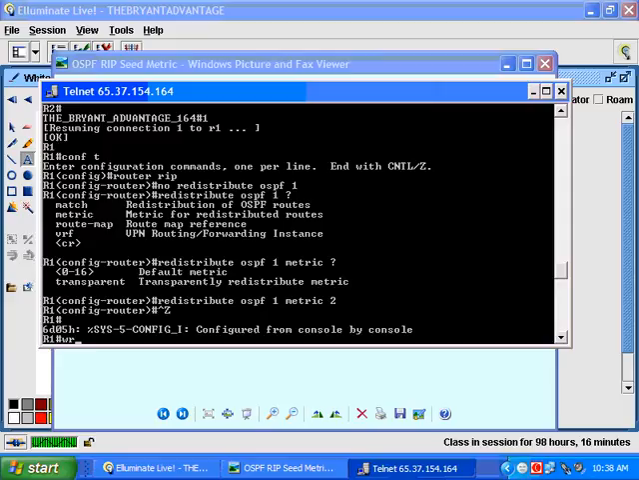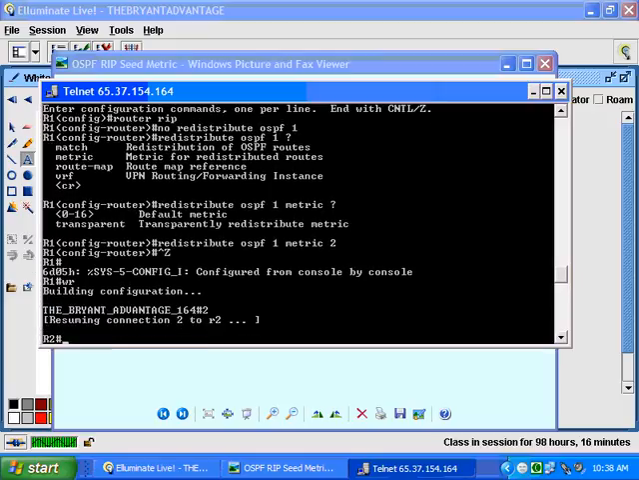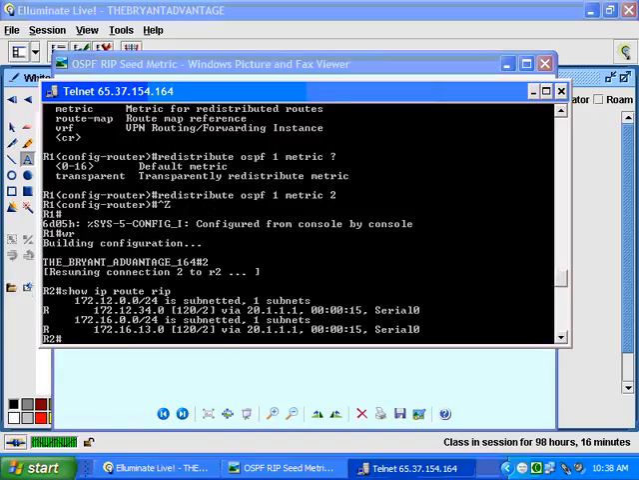So now we have redistributed the OSPF routes into RIP with a metric of 2. And like I said, I like to take that original redistribute command off. While we're doing that on router 1, let's go down to router 2 and see if we see these routes yet. Hey, look at that. Now we see them. And we see both routes that are OSPF enabled on router 1.